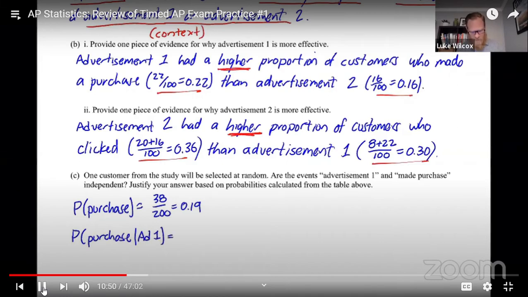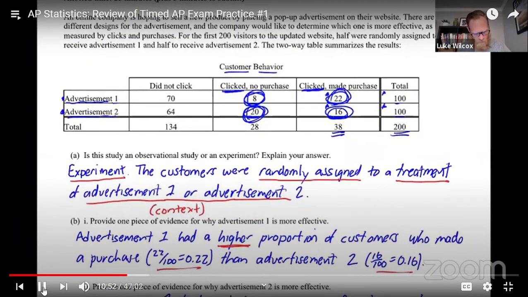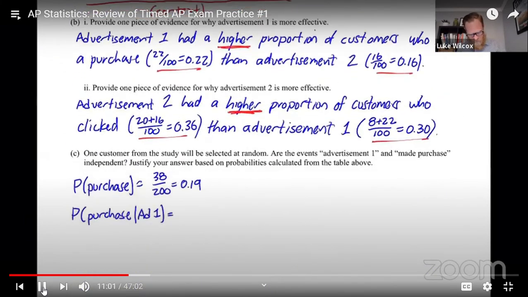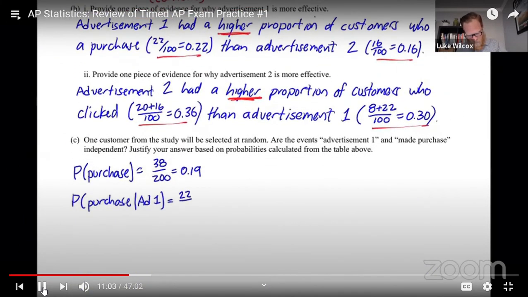So we're going to do a conditional probability here of purchasing given that they saw advertisement 1. Well, if we are given that they saw advertisement 1, we are only looking at that row, which has a total of 100. And out of the 100, we know that 22 of them made a purchase. So this is 22 out of 100, which is 0.22. Notice that is not the same as the overall probability that they make a purchase.